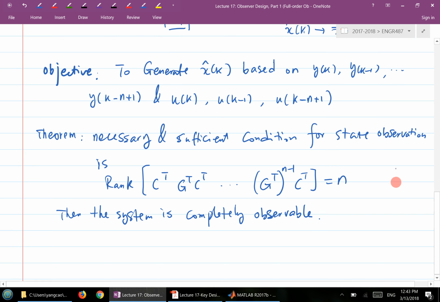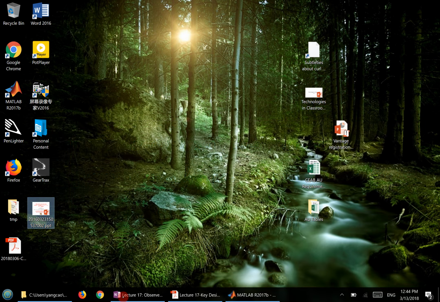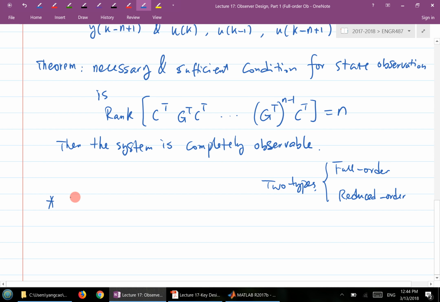Okay, so let's look at the first one. As I said, I will look at two different types. We'll look at the full order, and we'll also look at the so-called reduced order. So those are the two types we're going to look at. The first type we'll look at is the full order observer.